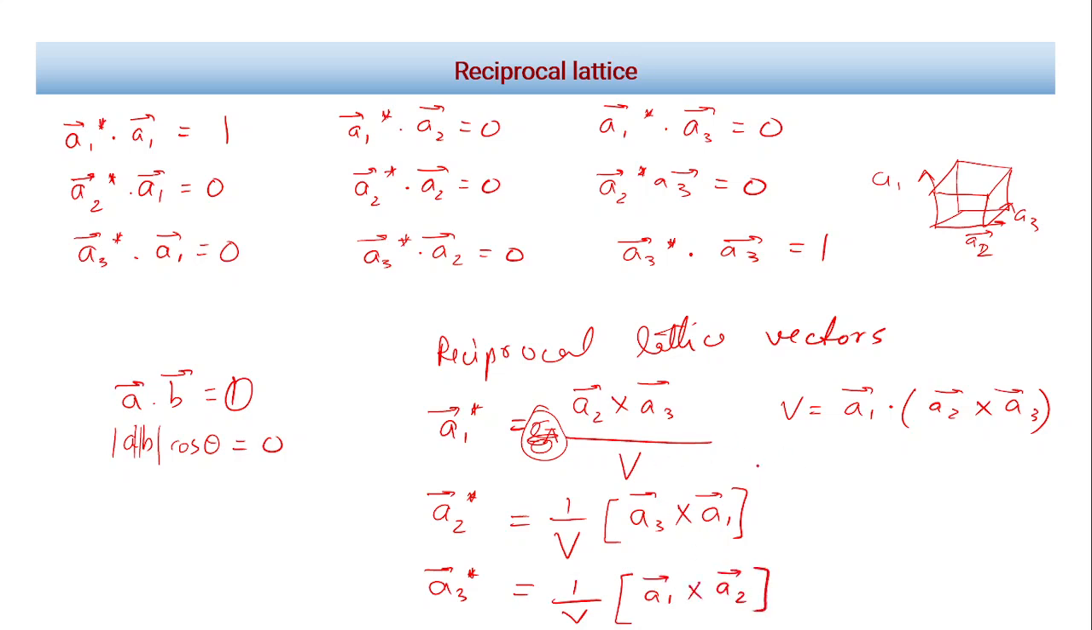So I hope this is clear. The A1, A2, A3 are direct space lattice vectors, and A1 star, A2 star, A3 star are reciprocal lattice vectors. We saw this is how they are related, and this is how we can get the reciprocal lattice vector if we already know the direct lattice vector.